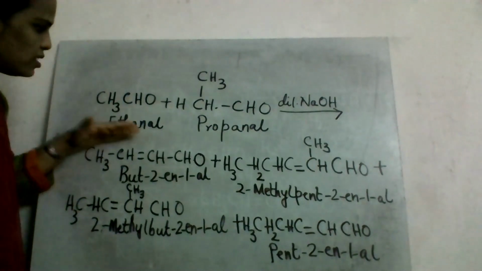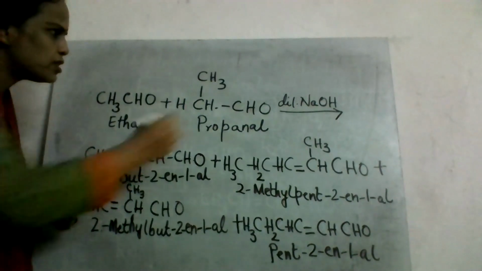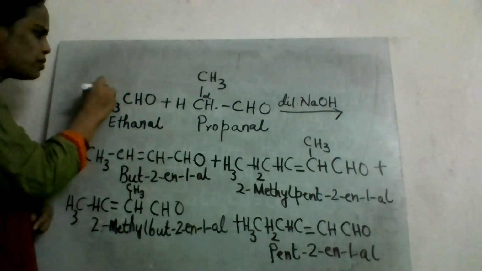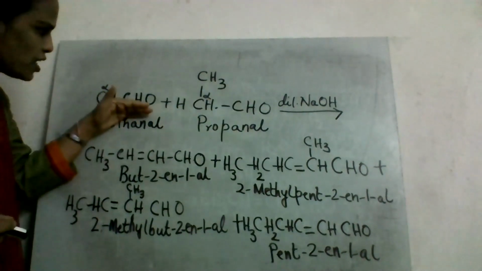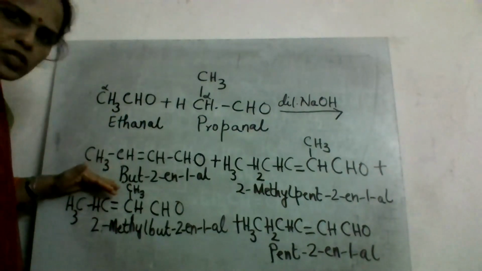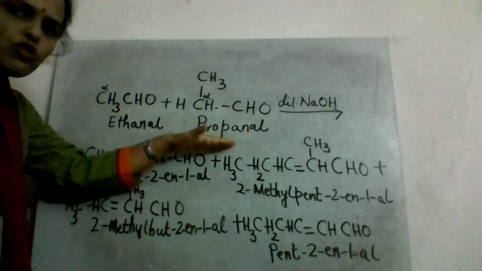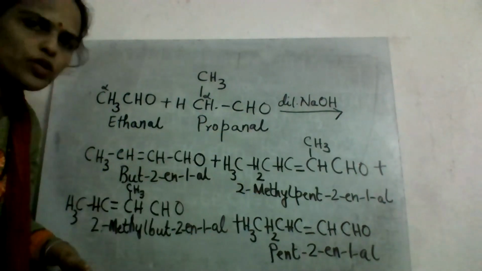Once again I say, ethanol and propanol both contain alpha hydrogen atoms in them. This is your alpha carbon, and one of the hydrogens is alpha hydrogen. So two same molecules of ethanol will give the self-aldol product but-2-ene-1-al. Two same molecules of propanol will give you the self-aldol product 2-methyl-pent-2-ene-1-al.